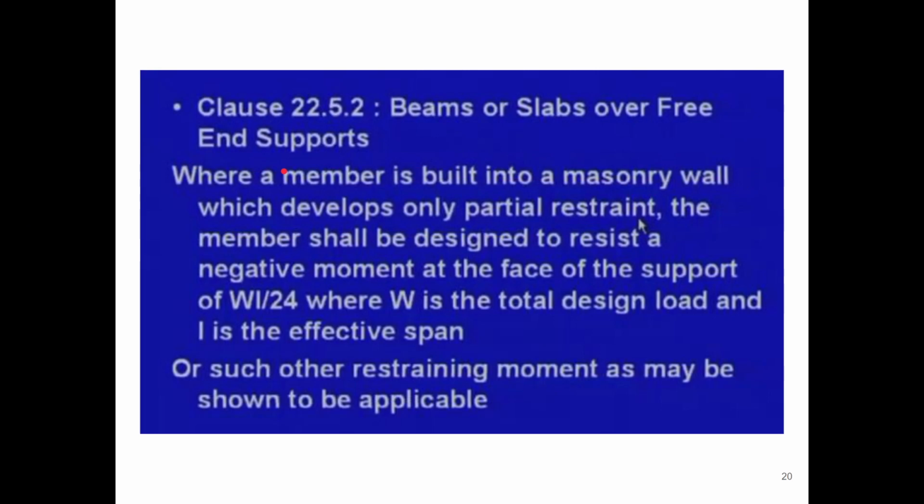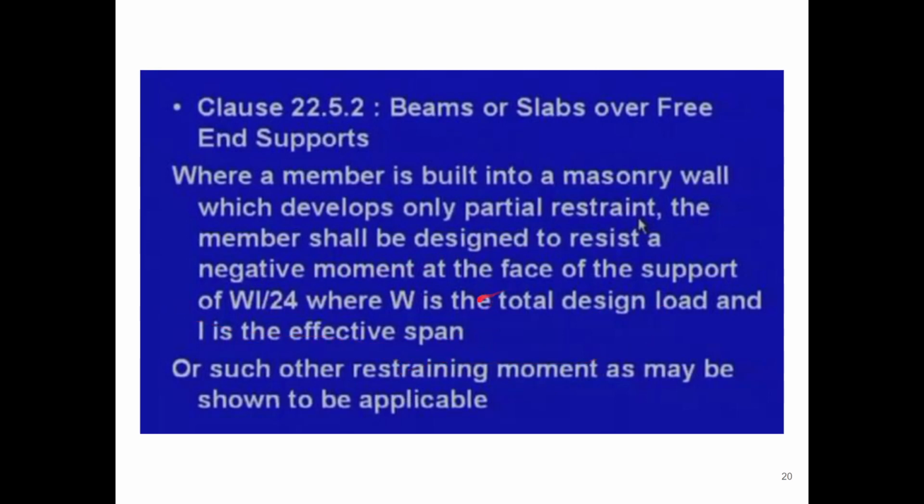Where a member is built into a masonry wall which develops only partial restraint, something will definitely be there, but that will be very partial. It will not be absolute, so movement will be there, both translation and rotation. So the member shall be designed to resist the negative moment at the face of the support of WL by 24, where W is the total design load and L is the effective span.